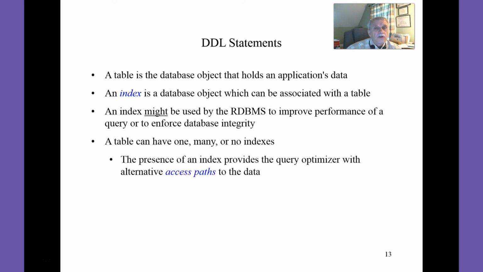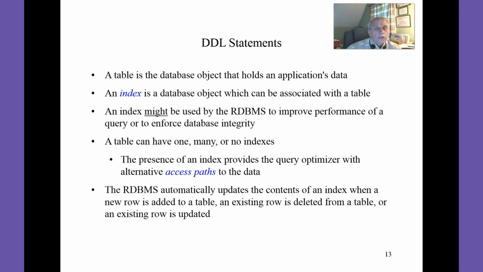So the presence of an index provides an alternative path for the optimizer to consider when processing a query. The alternative ways to get at the data are referred to as access paths, and we'll talk more about this later on. Because the index is associated with a table, when the content of the table changes, the index must be kept up to date. The index is automatically maintained to ensure that it's synchronized with the data in the table.